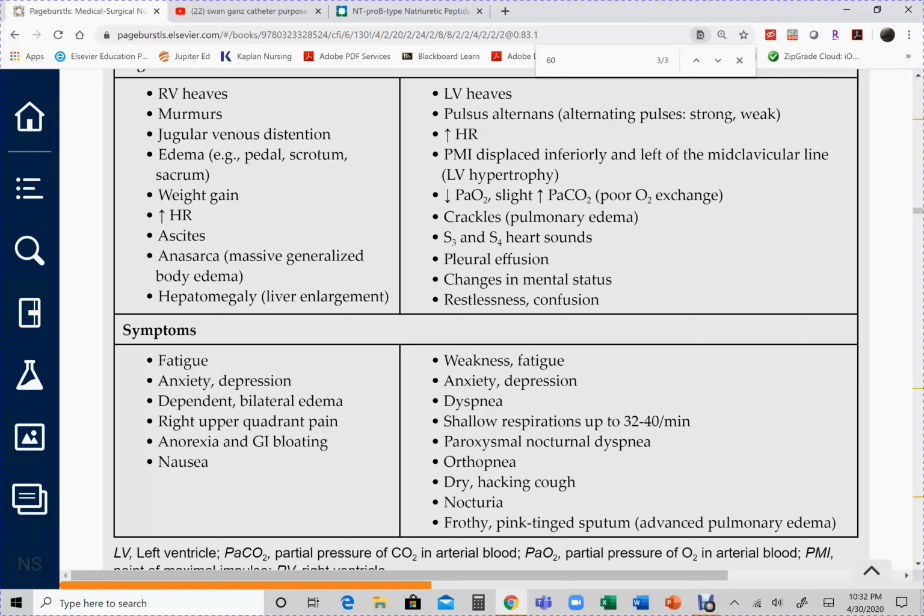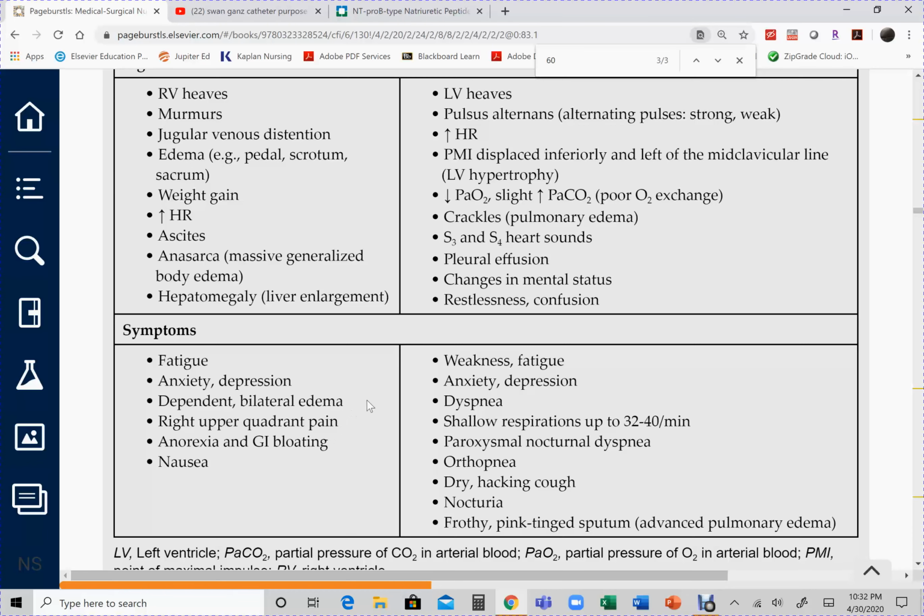So we typically make about 1500 mLs of urine per day. Since we're not doing that, let's say we're only making 400, so the other 1100 that's supposed to come out is now inside the patient's body. Okay, so that accounts for the weight gain.